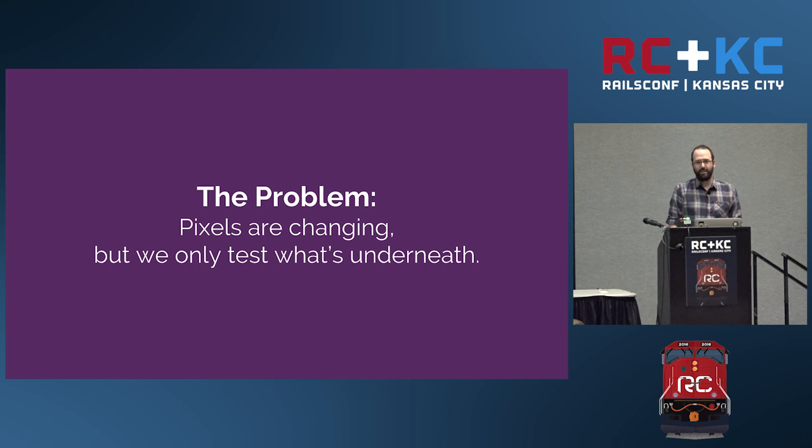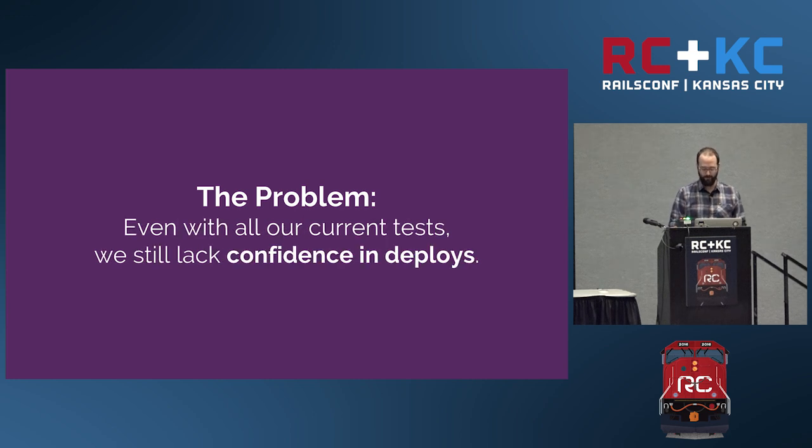So the problem fundamentally is that pixels are changing, right? But we're often only testing what's underneath. We're testing all of our abstractions on top of those pixels. But this is an important problem because the pixels are the things that your users are actually touching and seeing and interacting with all the time. And to go further than that, even with all of our current testing strategies and methodologies, we still lack confidence in deploys, right? You can have a million unit tests for all the different data changes in the world, but if you move a CSS file or change your CSS, you're gonna have to go look at it, right? You're gonna have to go check that and test it.